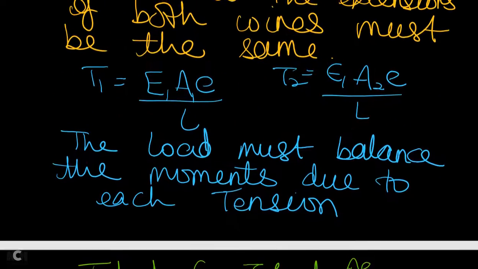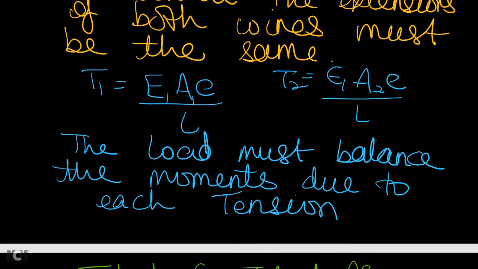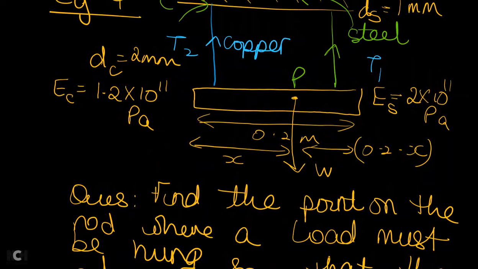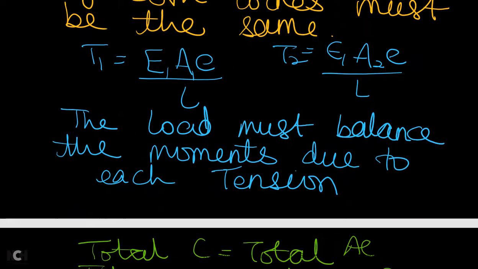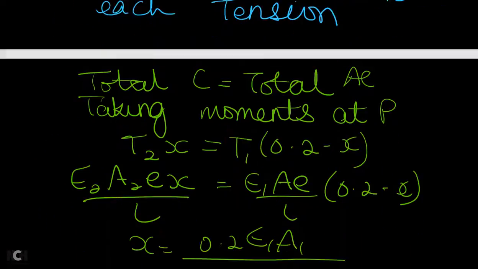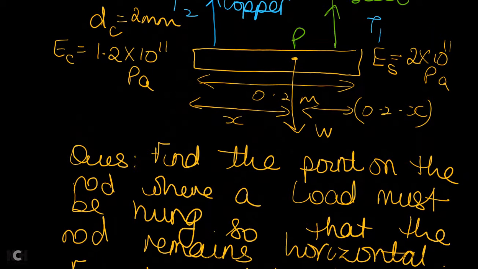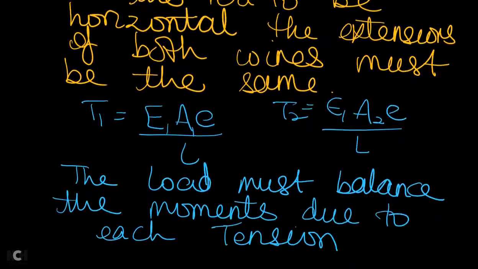So what I did is I found expressions for T1 and T2. We're going to use the expression Young's modulus is stress over strain, which is FL over AE, right? And E and A are different, but the original length of the wires is the same. That's what they said, and the extension has to be the same, right? So now I let wherever I put the weight be x from one end, and the other distance will be 0.2 minus x.